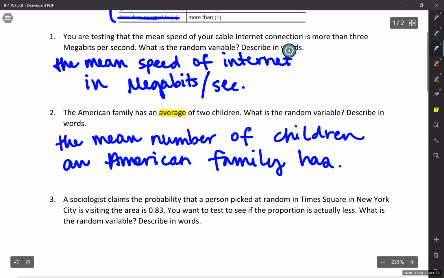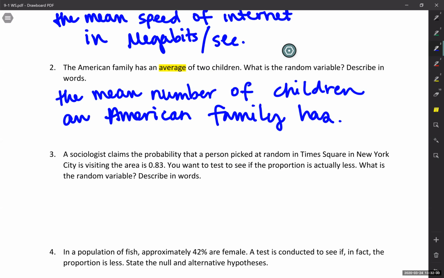All right. So finally, because this is the last problem in this section, and then we'll go to number 4, it's a little different. A sociologist claims the probability that a person picked at random in Times Square is visiting the area is 0.83. And we want to test to see if the proportion is actually less. And so what is the random variable? So take a second, pause it. I'm not going to pause for too long, but pause the video and see if you can write that out.